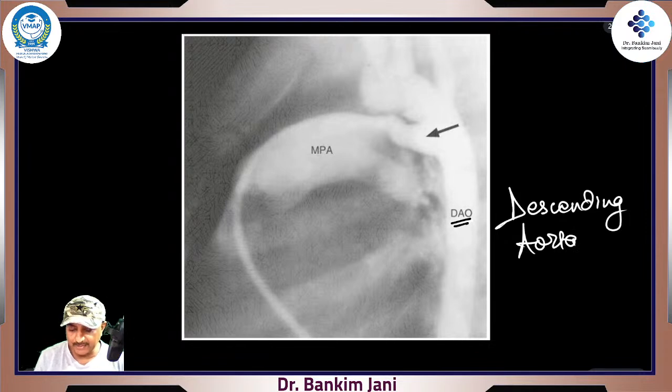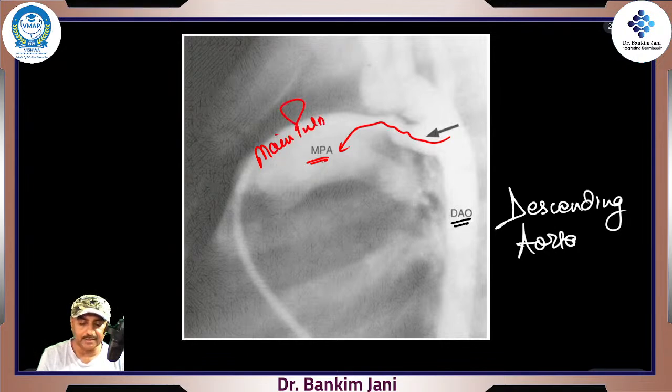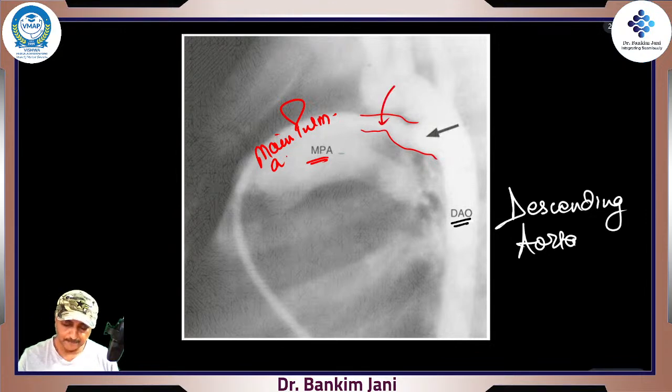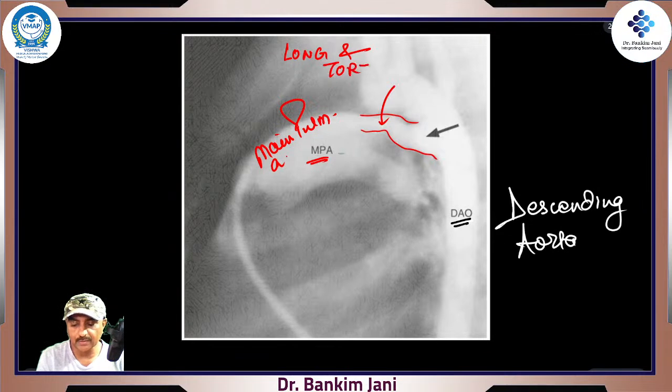As you inject the dye, the contrast media, it goes all the way from here into the MPA. MPA is the main pulmonary artery. Now you can watch that if I draw this, it is pretty big. What I have drawn is this one. It is not only big, it is quite long and tortuous. Patent ductus arteriosus, pretty long.